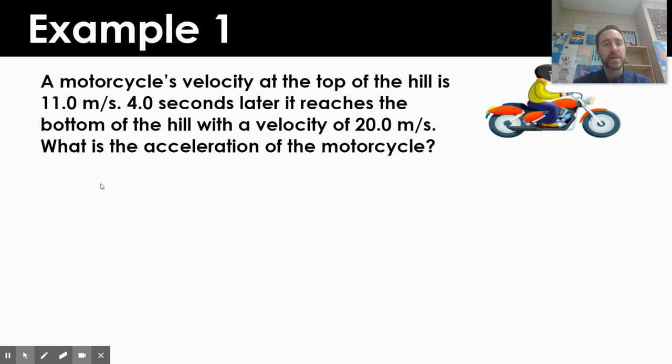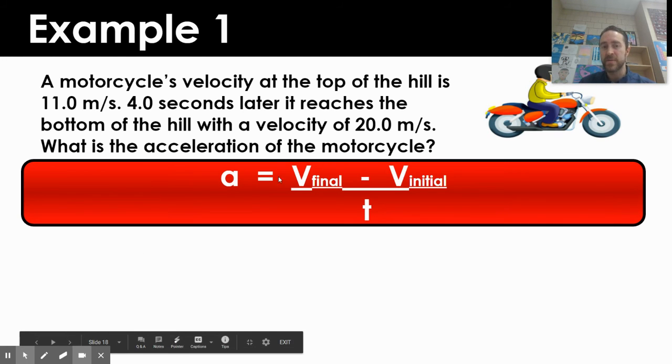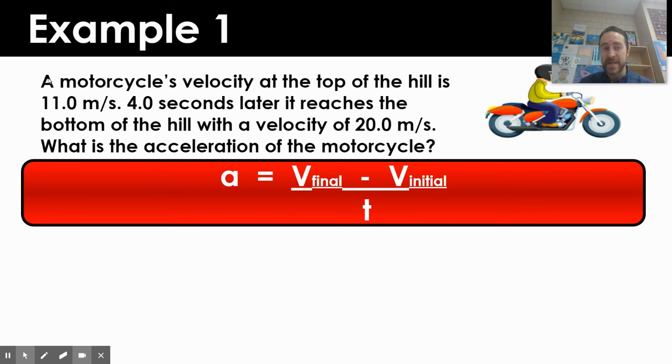Number 1, a motorcycle's velocity at the top of the hill is 11 meters per second. So it's kind of flying down the hill at 11 meters per second. As it goes down the hill, it's actually going to go faster. So 4 seconds later, it reaches the bottom of the hill with a velocity of 20 meters per second. What is the acceleration of the motorcycle? So we'll set it up. We'll say acceleration equals its final velocity minus its initial velocity divided by the time it took to increase its speed.